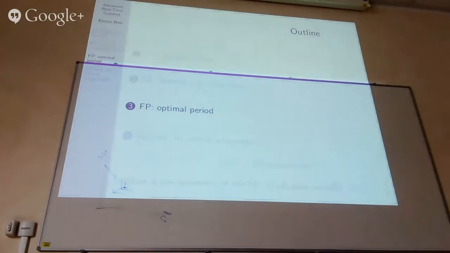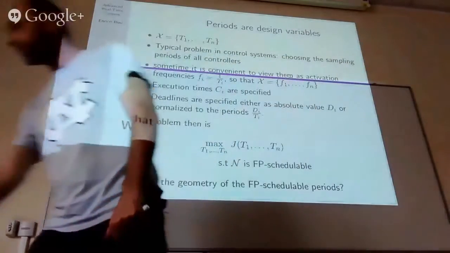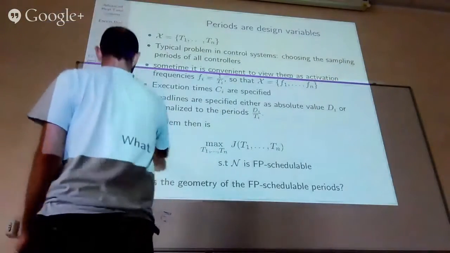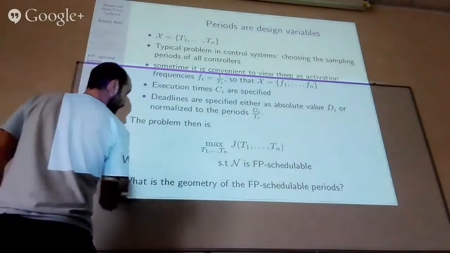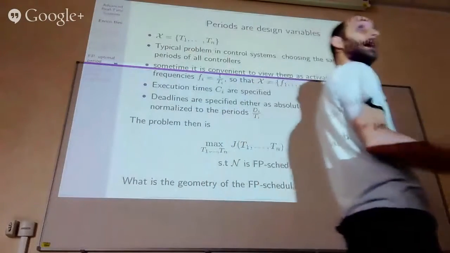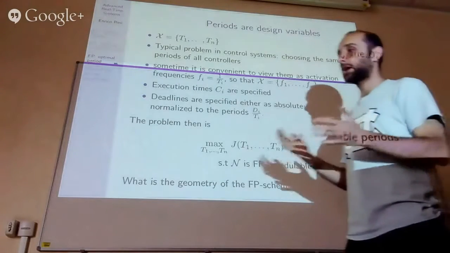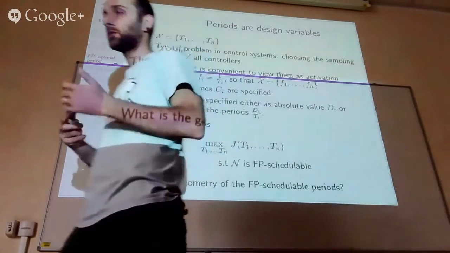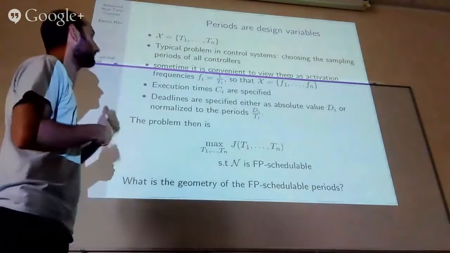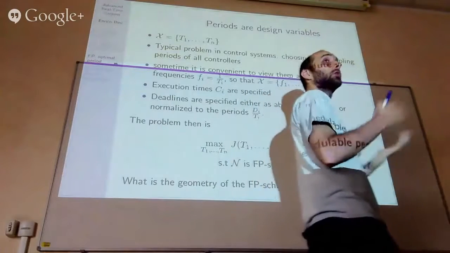Now let's talk about periods. With the periods, the question is if you want the same. Now we assume that our design variables are the task periods. I don't know which problem is more relevant to reality, but this is certainly a problem which makes a lot of sense in control systems.